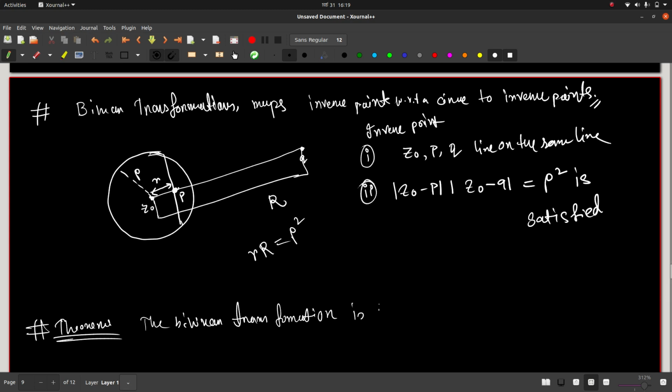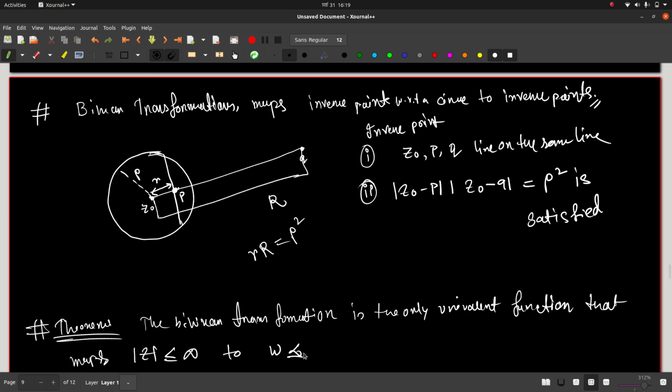is the only univalent function that maps modulus of z less than or equal to infinity to a region where modulus of w is also less than or equal to infinity.